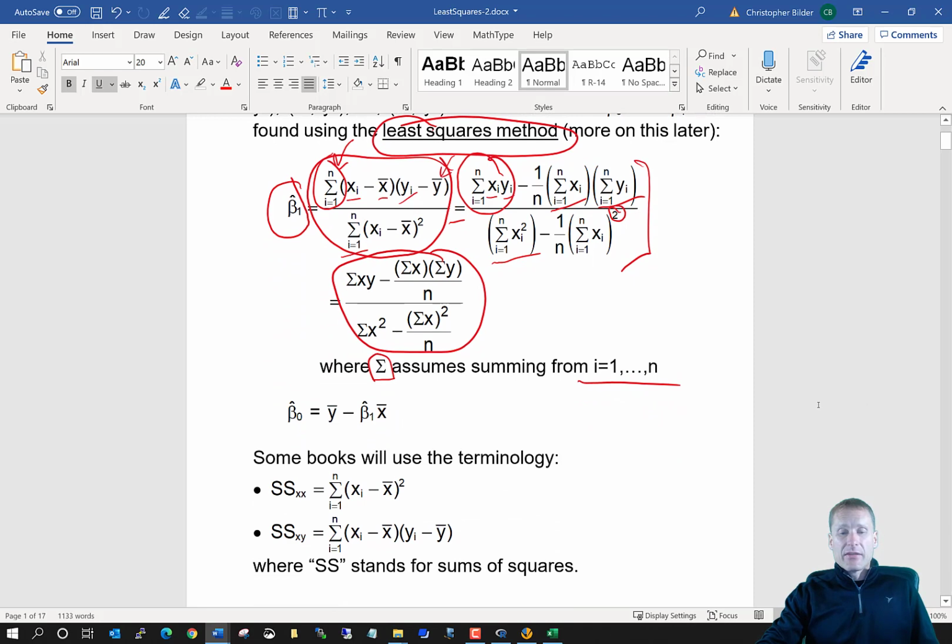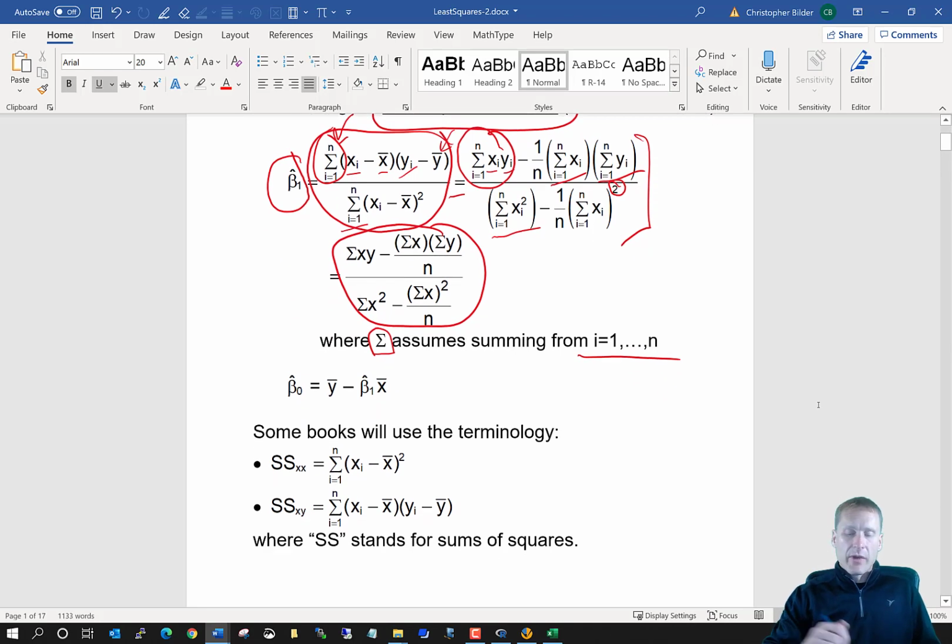To get beta hat 0, it's actually pretty easy once you have beta hat 1. All you need is the sample mean for the y's, subtract off the beta hat 1 that you just calculated times the sample mean for the x's.